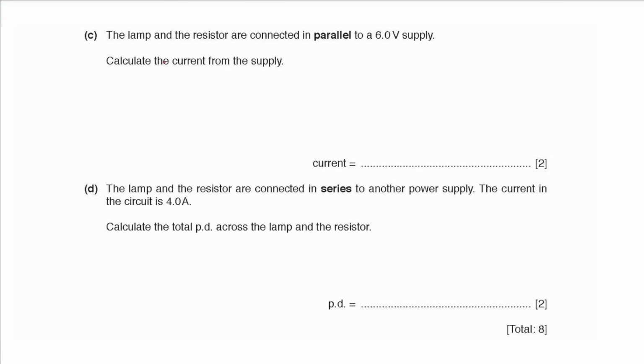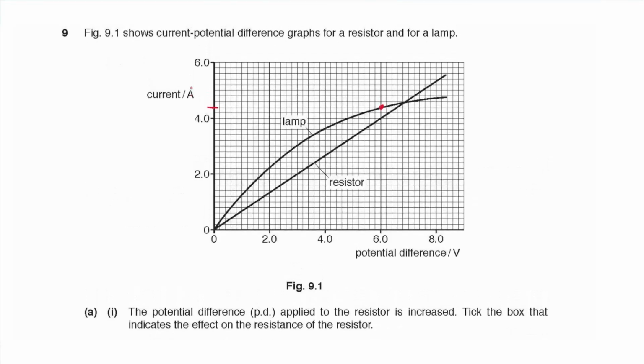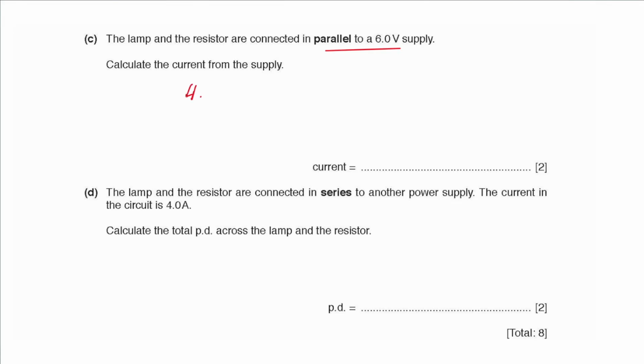Part C says the lamp and the resistor are connected in parallel to a 6 volt supply, so they both have voltage 6 volts. Calculate the current from the supply. It is equal to the total current or the addition of currents from the components. Going back to the graph, we already did the current for the lamp, and the current for the resistor at 6 volts is 4 amperes. So we add 4 plus 4.4 to get a total of 8.4 amperes.